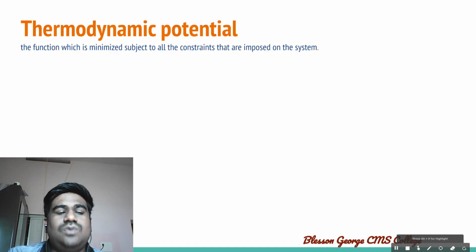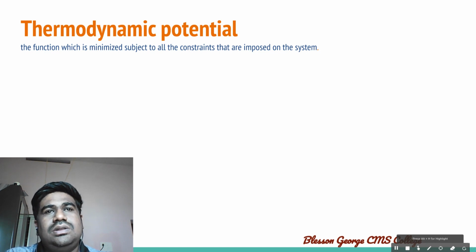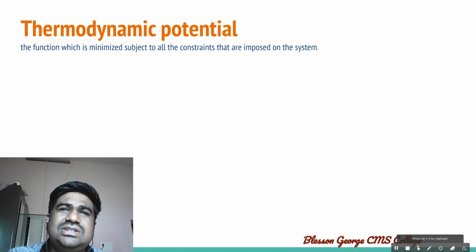So now we discuss what is a thermodynamic potential. Thermodynamic potential is a function which is minimized subject to all the constraints that are imposed on the system. For a system to attain equilibrium, we know the thermodynamic potential has to be minimized. We are familiar with this in chapter 5 of the book by Pauli and Sanchez. There we have discussed this in detail.